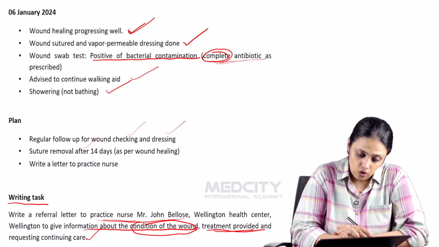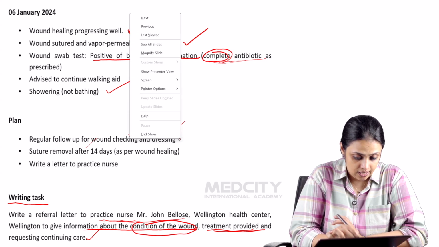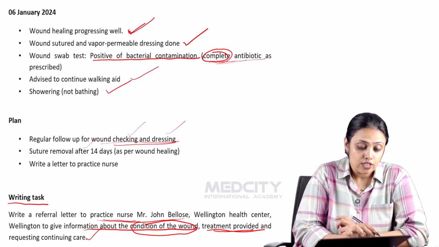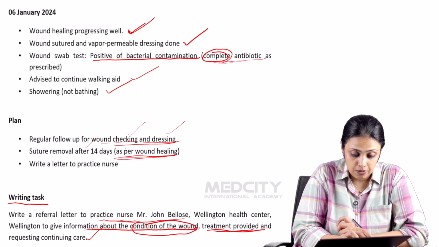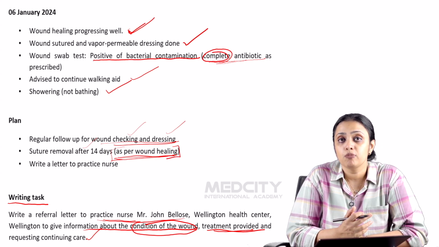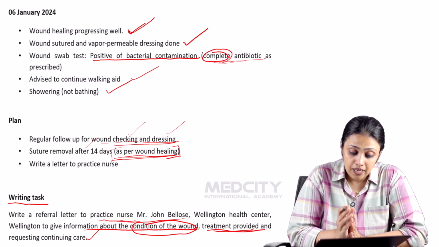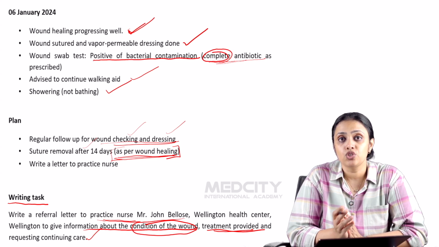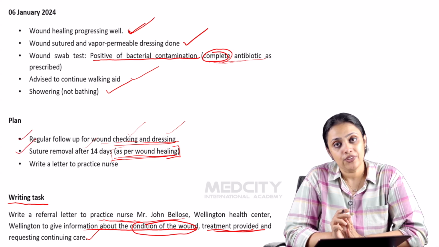From the plan, all of these points are relevant to the practice nurse. Regular follow-up for wound checking and dressing. Of course, it is to be done by the practice nurse, so it is relevant. Then suture removal after 14 days as per wound healing. Now, this aspect you have to take into consideration. You cannot simply say that the suture needs to be removed after 14 days. No, depending on the status of the wound, if the wound healing is satisfactory, then the suture may be removed after 14 days. So these 2 points from the plan are also relevant.